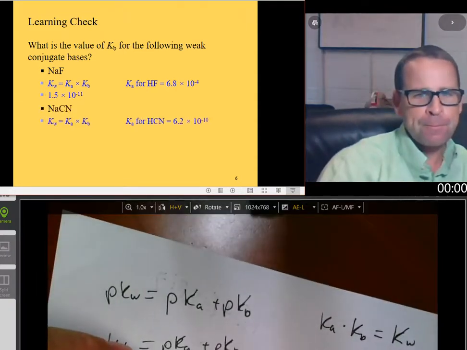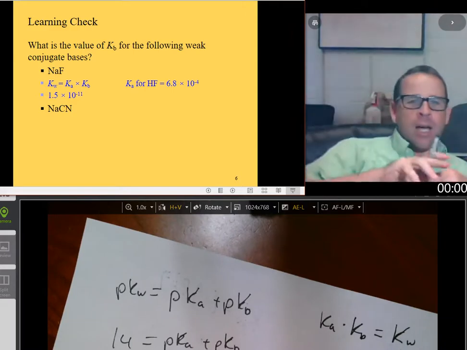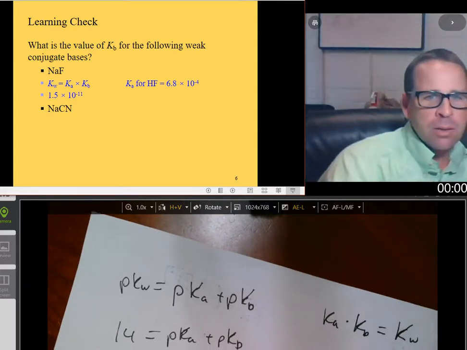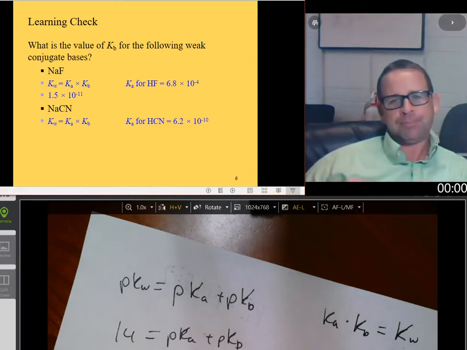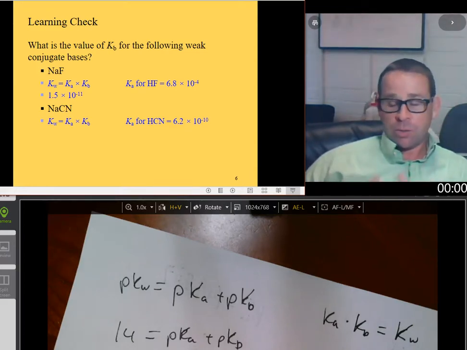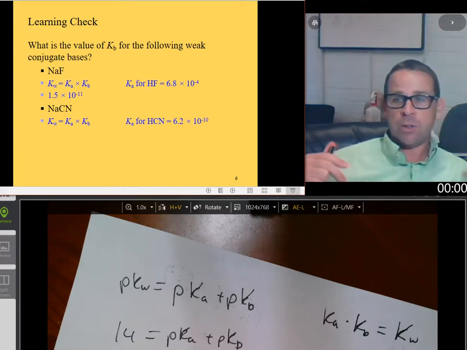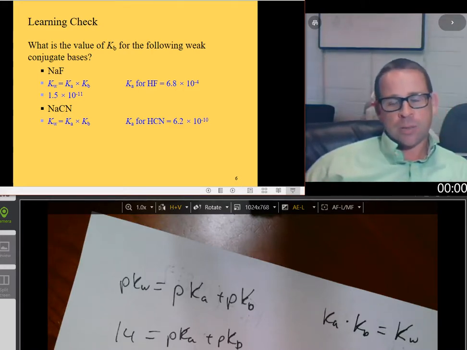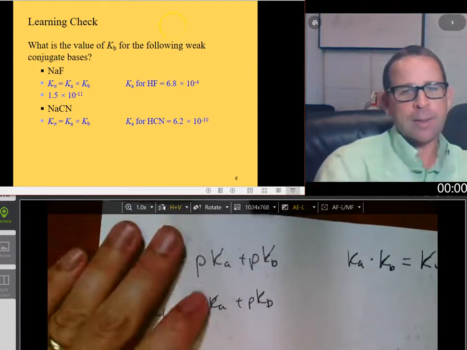All right, another one. So what is the Kb for the conjugate base of HCN? Take a moment, review what we just did for the first one if you need to, and then try to answer this second one. When you're done, go ahead and push pause, start it up again, but for now, push pause and try to solve this one.